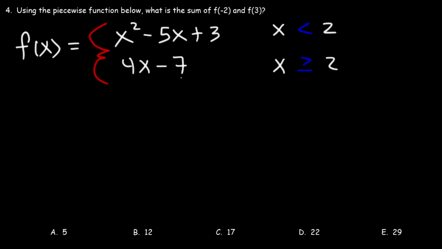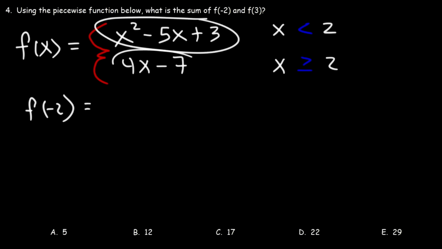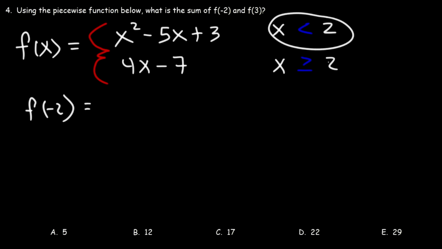So we need to determine the sum of these two function values. Let's start with f of negative 2. Which portion of the piecewise function should we use to find the value of f of negative 2? Should we use the top one or the bottom one? Negative 2, is that less than 2 or greater than 2? Since negative 2 falls in this category, we need to use the top portion of the piecewise function.